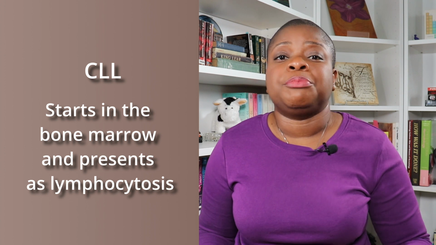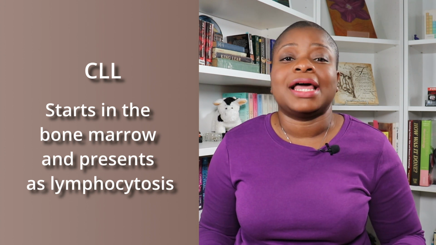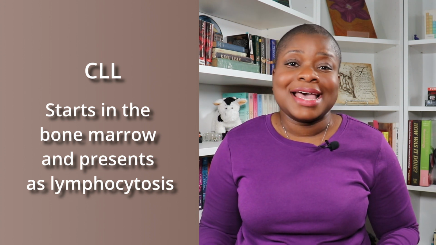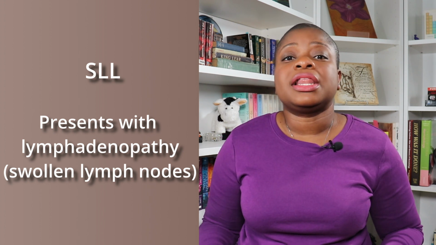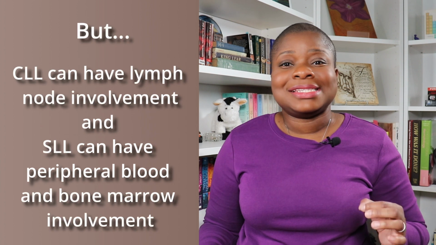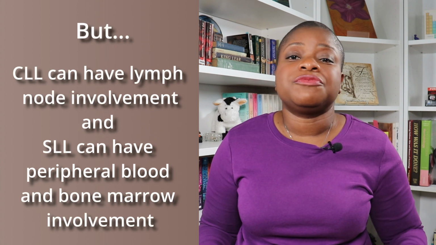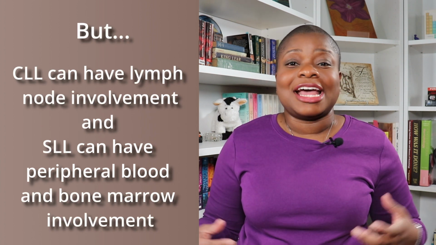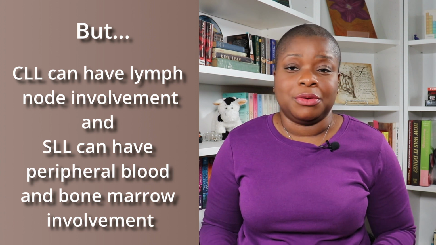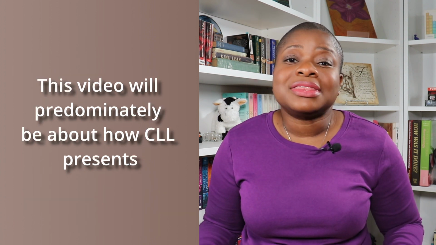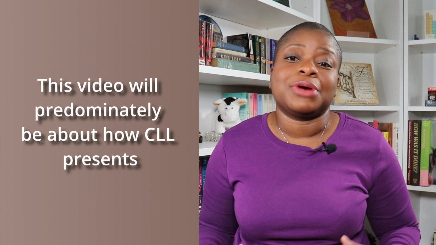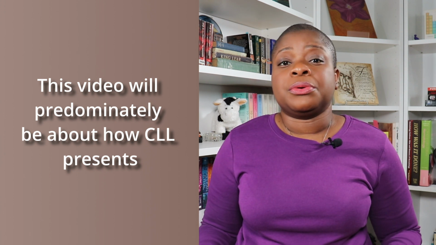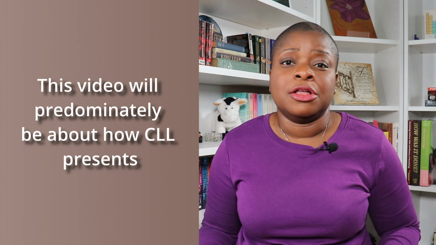CLL is born in the bone marrow and presents in the peripheral blood as lymphocytosis. And SLL presents with lymphadenopathy, which is swelling of the lymph nodes. But CLL can have lymph node involvement, and SLL can have peripheral blood and bone marrow involvement. Throughout this video, I will talk predominantly about the CLL presentation, but you should know CLL and SLL are two sides of the same coin.